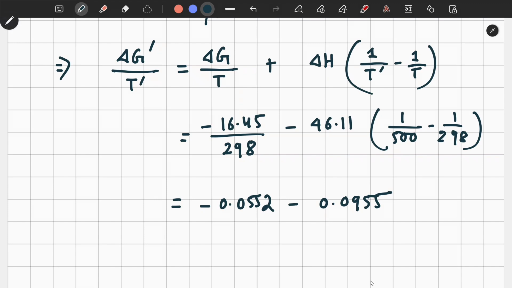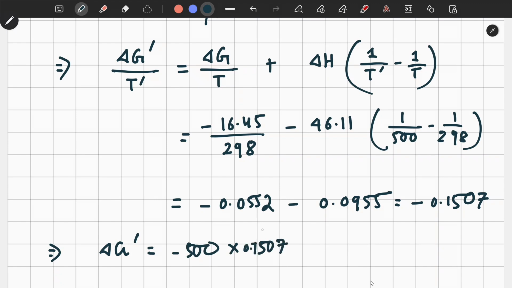So what will be the total? Minus 0.1507. So the delta G by T that we have calculated, we have to just multiply by 500. What is the answer? Minus 75.387. Minus 75.387. Yes.